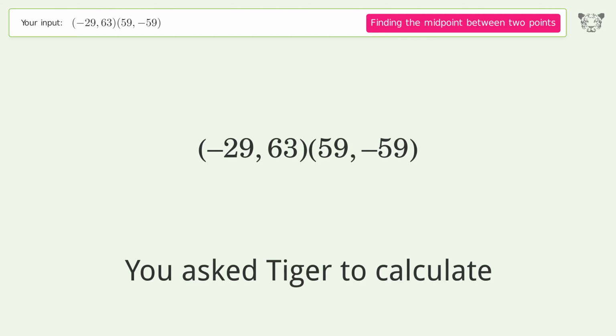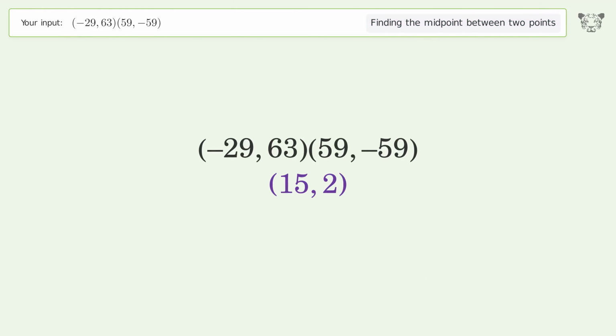You ask Tiger to calculate. This deals with finding the midpoint between 2 points. The midpoint between the 2 points is 15, 2. Let's solve it step by step. Plot the 2 points and calculate the midpoint using the formula.